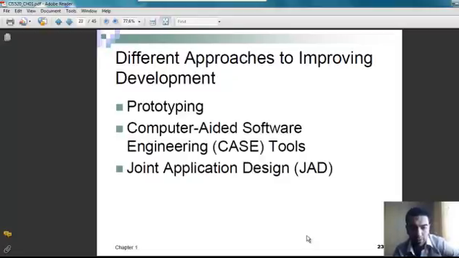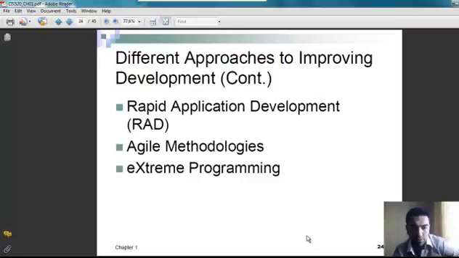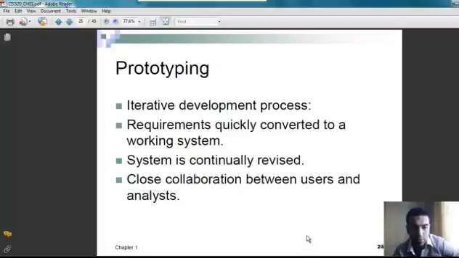Prototyping, computer-aided software engineering, CASE tools. Joint application design. Rapid application development, agile methodologies, extreme programming. Prototyping is an iterative development process where requirements are quickly converted to a working system. The system is continually revised, with close collaboration between users and analysts.